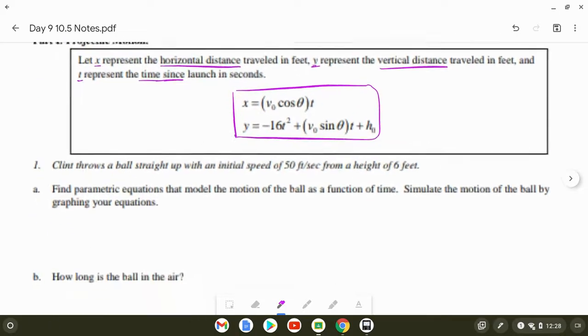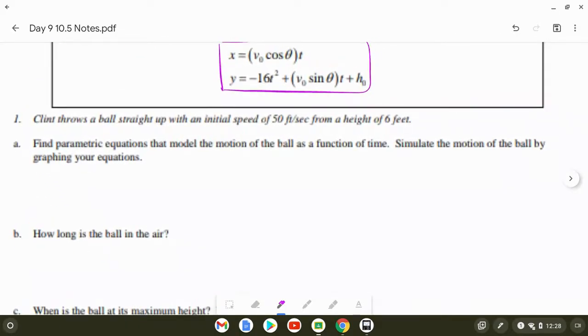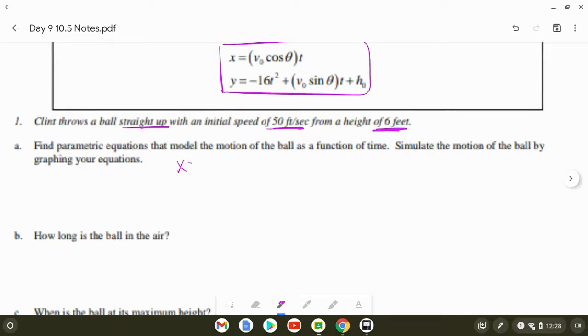Okay, so for our first example here, Clint's throwing a ball straight up with an initial velocity of 50 feet per second from a height of 6 feet. So the first thing we want to do is represent the horizontal distance with our equation there. Velocity is 50 feet per second. Cosine of the angle, well, because he's throwing it straight up, that angle is going to be 90 degrees. Then times t. And then when we go ahead and simplify that, in this case we can because cosine of 90 is 0. We know that our horizontal distance equation is just going to be x equals 0.